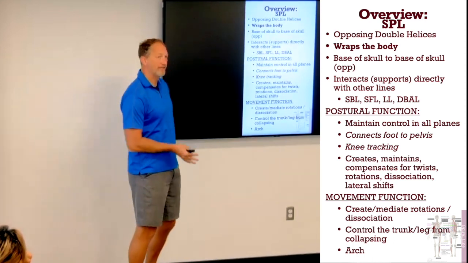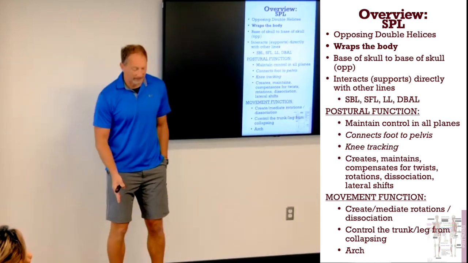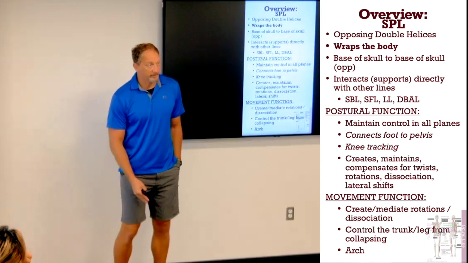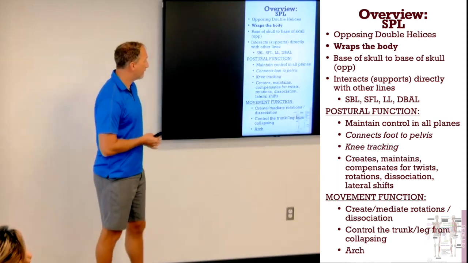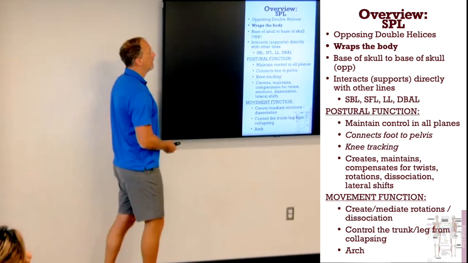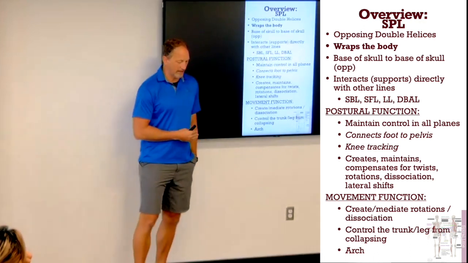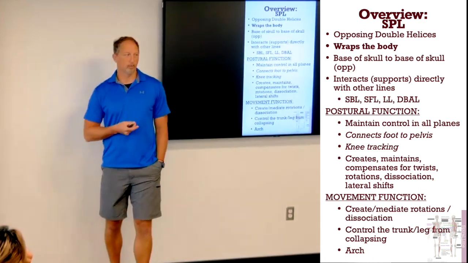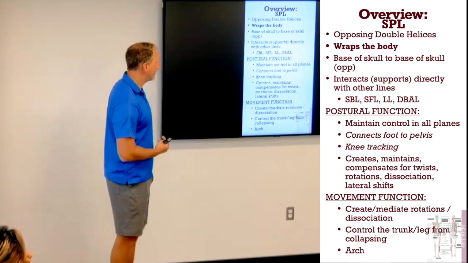So we can't have a conversation about the position of the knee in regards to varus and valgus without including the spiral line. And then, again, just because of its path and lines of pull, it can either create local rotations or systemic dissociation.